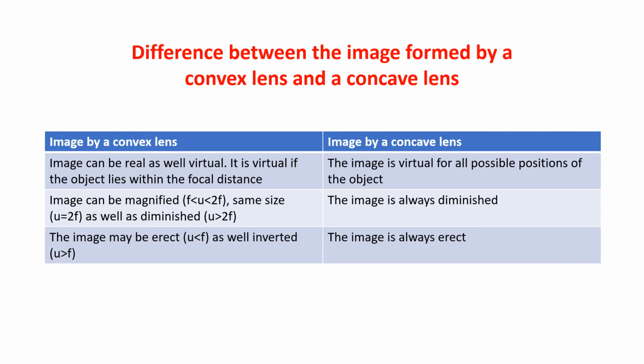Difference between the image formed by a convex lens and a concave lens. For a convex lens, the image can be real as well as virtual. It is virtual if the object lies within the focal distance. The image can be magnified, same size, as well as diminished. And third, the image may be erect as well as inverted. For a concave lens, the image is virtual for all possible positions of the object. The image is always diminished and the image is always erect. This is all you have to remember.